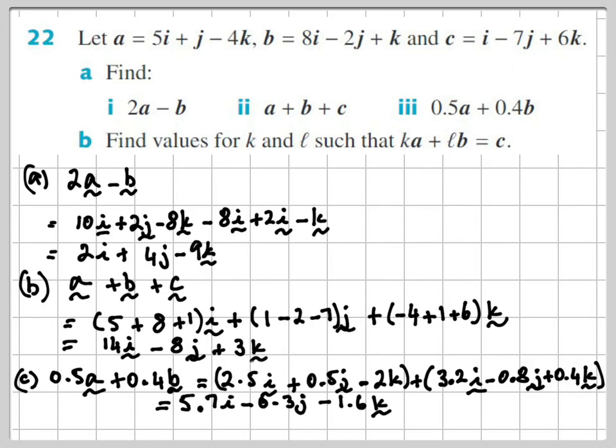In question 22 here, I think you'll find part A quite routine. Press pause and work through the examples. Perhaps the only tricky part is Roman 3, where hopefully you can see what I've done. Multiplied each position vector by a scalar, and collected the components in the usual way. Okay, now I'll get on to part B on a different screen.